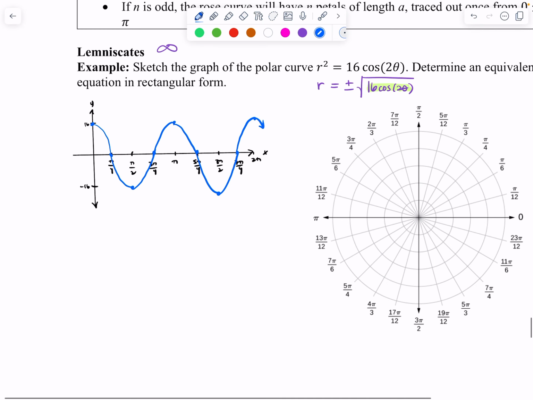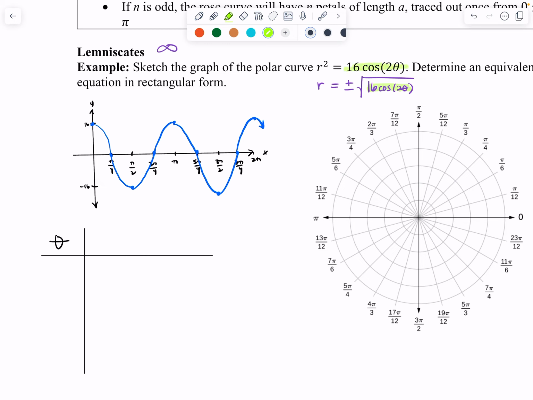Okay, and then I'm going to make a table here with a few columns. So theta, okay, and then 16 cosine 2 theta ends up representing r squared, right? So come up with r squared just from referencing the graph and then the values of r. So going through here, at 0 we would have 16, so r would be 4. Sorry, plus or minus 4.